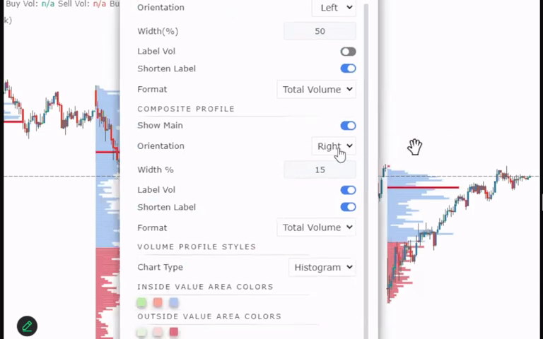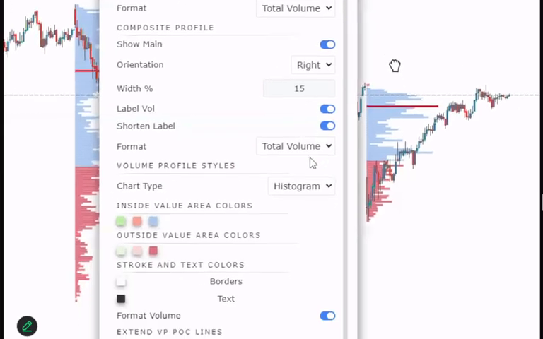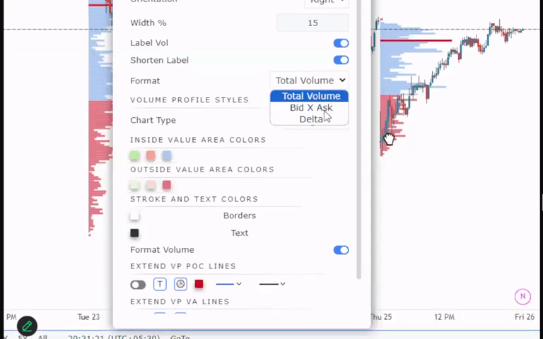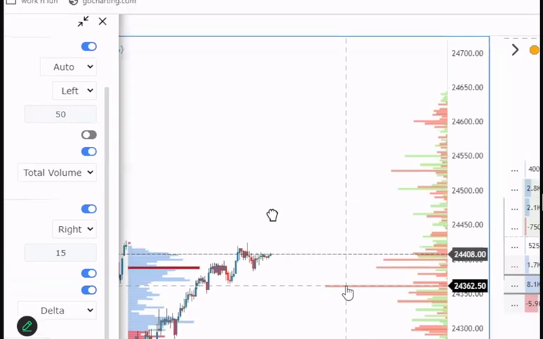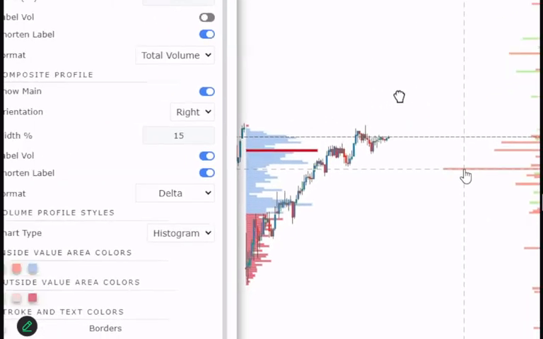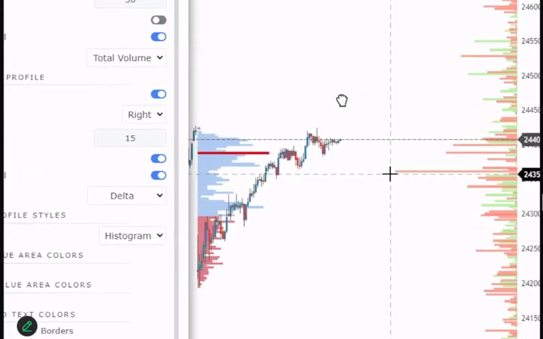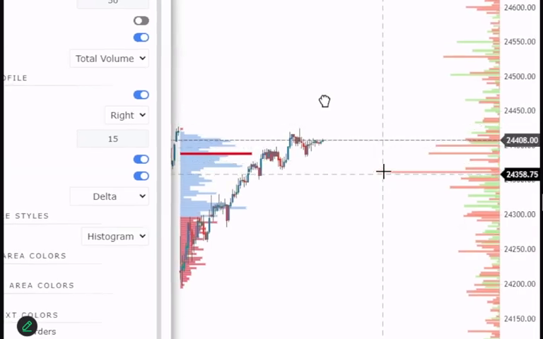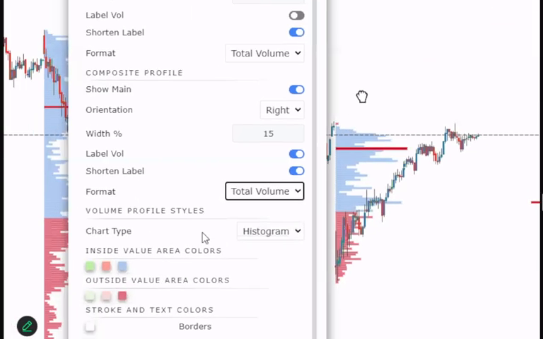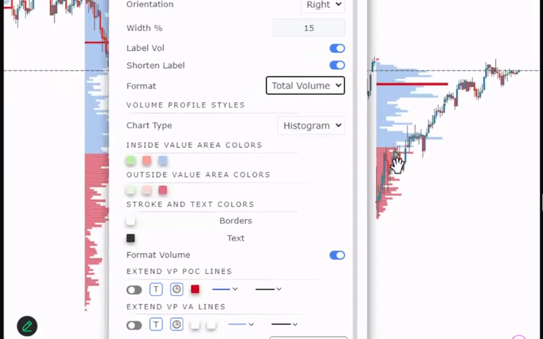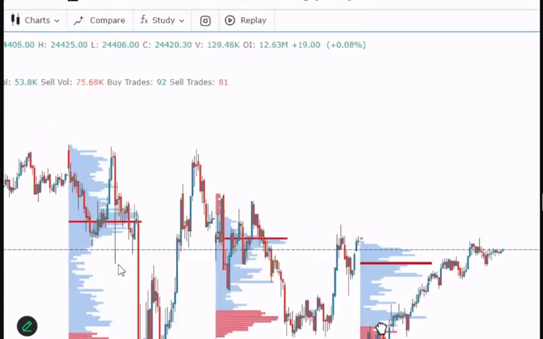Okay. And again, whether you want it right or left, and then what do you want to show? Total volume. You can show the bid ask also, which is buy and sell information. You can also show the delta, which is the net of buy and sell. So clearly, here is where most of the selling happened. So as long as price holds this level, you can say it can be on the upside because the sellers are trapped here. Below this, you can say sellers are dominating. Generally, I just keep the total volume here. Okay. So these are the typical settings on the volume profile charts.